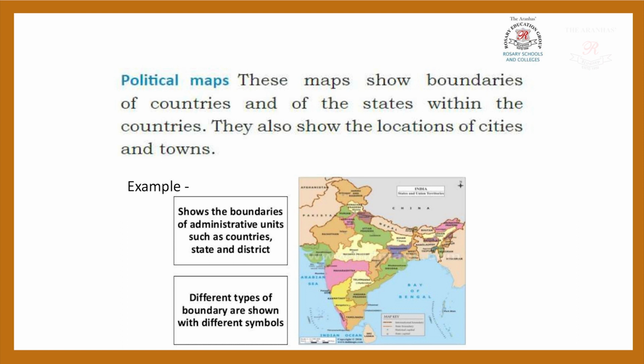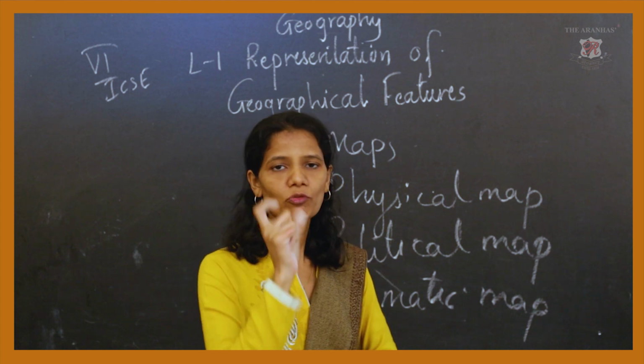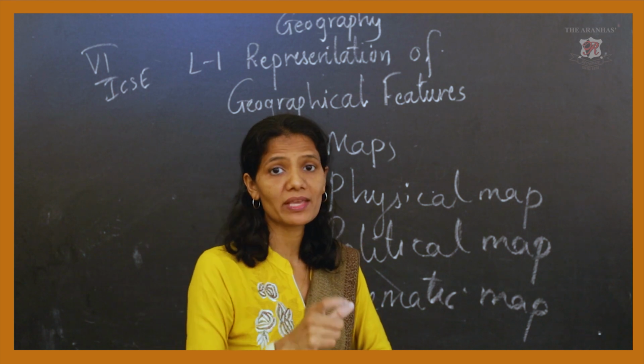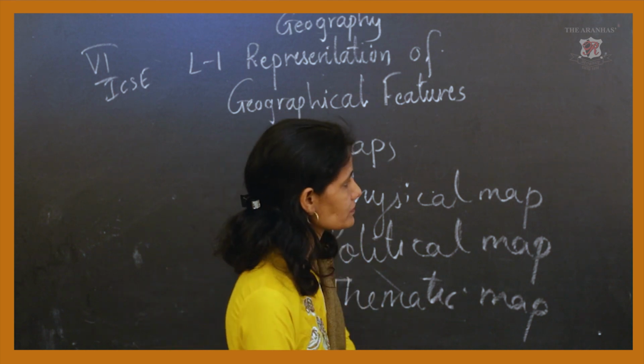It shows the boundaries of administrative units such as country, state and district. Different types of boundary are shown with different symbols. So whenever you are studying different maps, whatever you want to study, as per that particular thing the symbol is given, which makes it easier to understand.